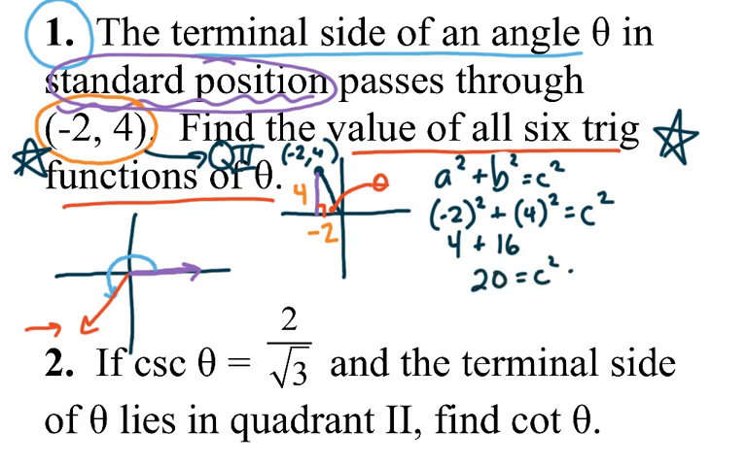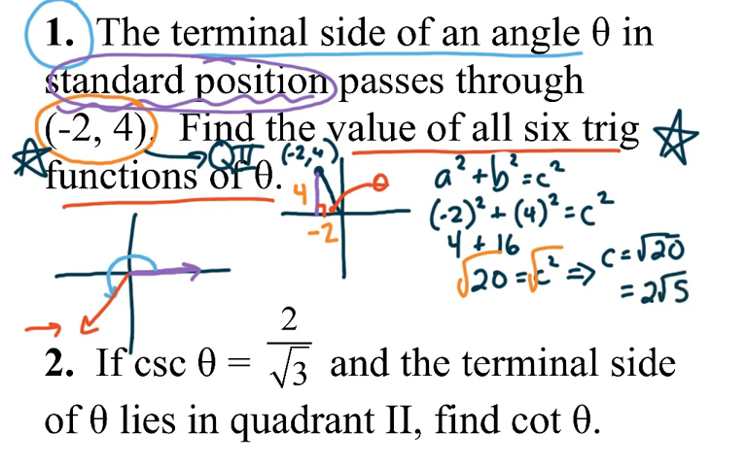And that's c squared. So in order to get c, we're going to take the square root. And c is the square root of 20. But knowing our algebra skills, we have to make sure we reduce that. And that's the same thing as 2 root 5.